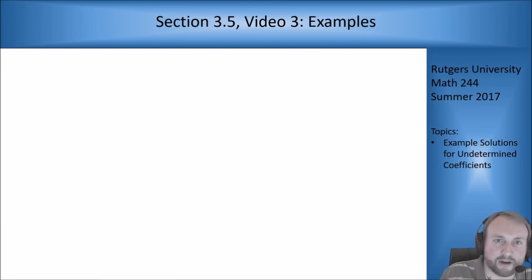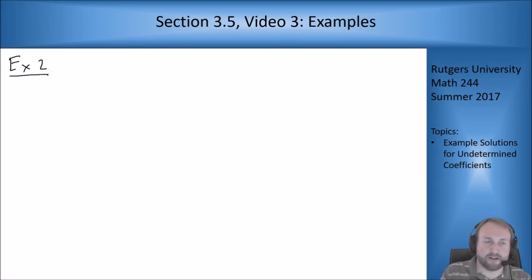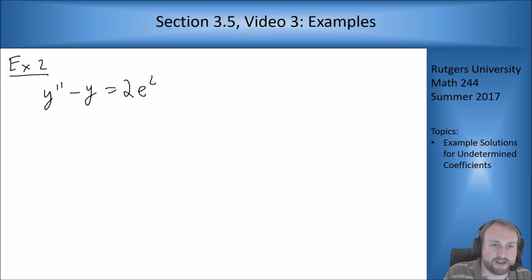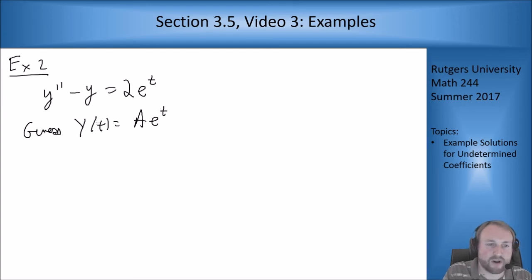Now our second example here is going to be one of the ones where it doesn't work because of the homogeneous problem. So let's look at trying to solve y double prime minus y equals 2e to the t. So our right-hand side looks like e to the t, so we should guess y of t equals a times e to the t. But if we plug it into the left-hand side, what we see is y prime is a e to the t, y double prime is a e to the t. So the left-hand side just becomes a e to the t minus a e to the t equals 0.